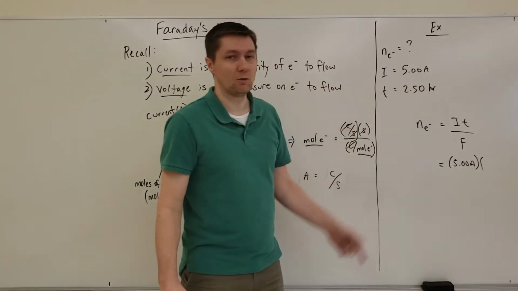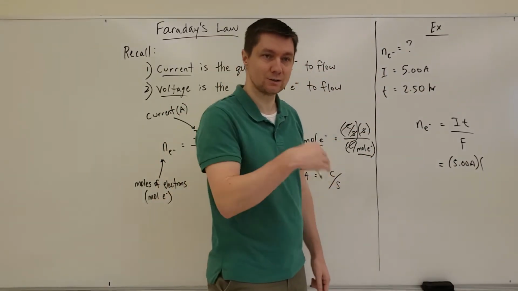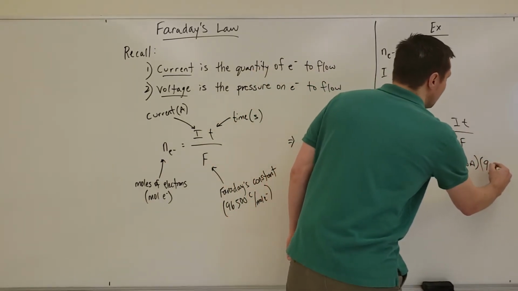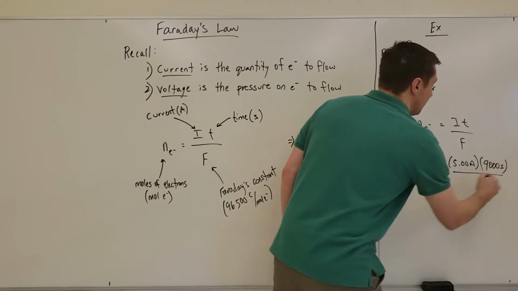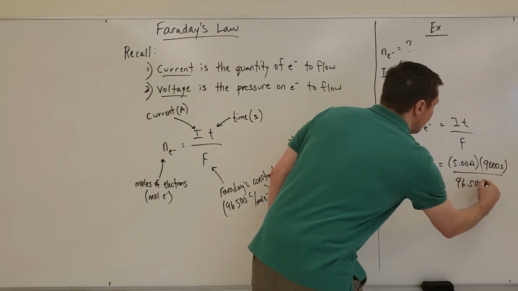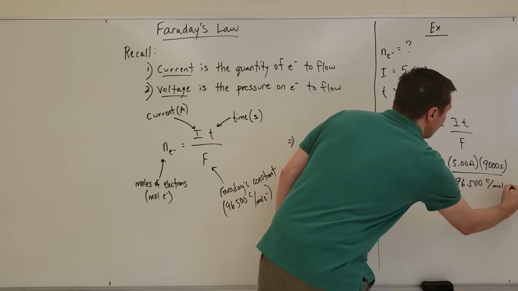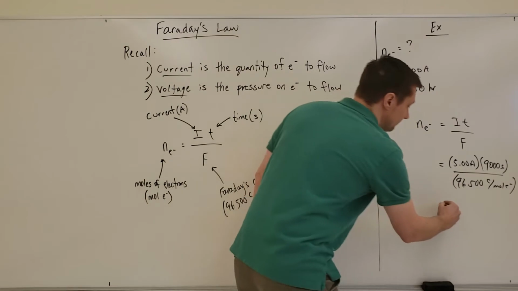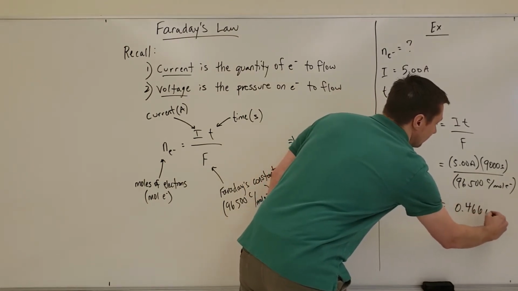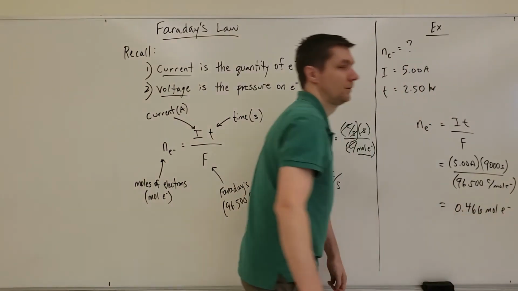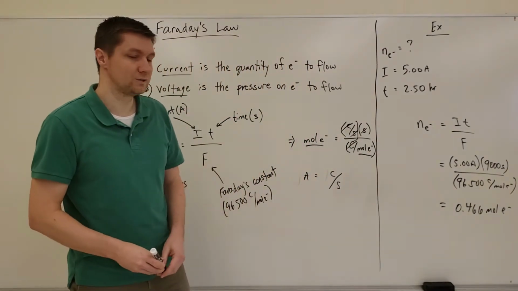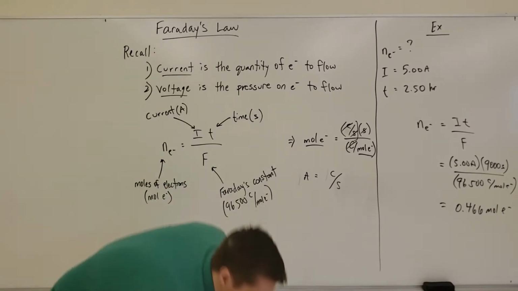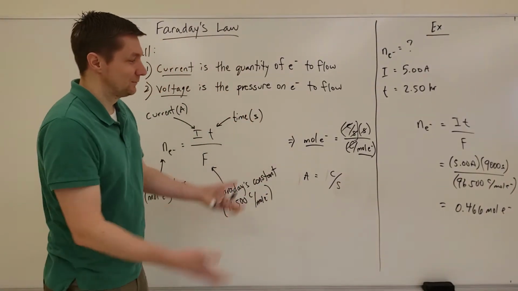Now 2.5 hours is equal to 9,000 seconds, so I need to make sure I stick that into my formula in terms of seconds. And I plug all of that into my formula. Punch it into my calculator, and I end up with 0.466 moles of electrons as my answer. And that's the first problem.